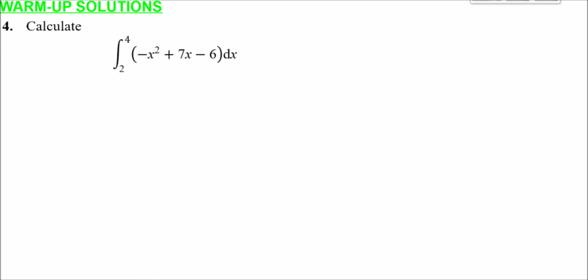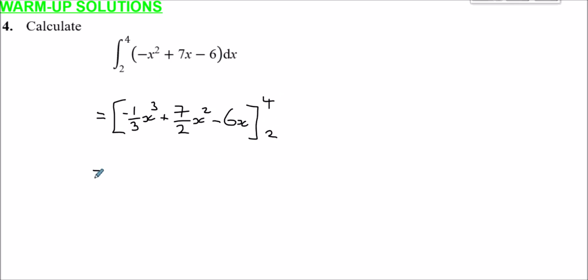Lastly, question 4. Evaluate from 4 to 2 the integral of minus x squared plus 7x minus 6 with respect to x. So what we need to do here, as we did before, is take each power of x, increase its power by 1, and divide through by the new power. So minus x squared becomes minus 1/3 x cubed. 7x becomes 7x squared over 2, or 7/2 x squared. Minus 6, any constant, we just tag an x on the end. So minus 6 becomes minus 6x. And we integrate this from 4 to 2.